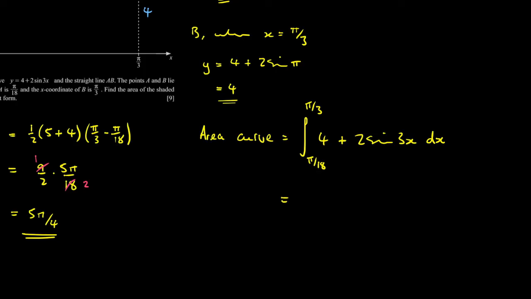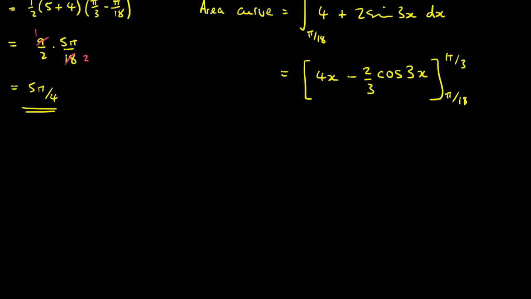And so then if I was to integrate this, right, 4 integrates to give 4x. And how does sine integrate? Well, sine integrates to give negative cos, right? And the reason we know that is because cos differentiates to give negative sine, right? And differentiation is the reverse of integration and vice versa. And then what have I got to do? Well, I've got to take the coefficient of the x, which is 3, and I've got to divide by 3. So I end up with minus 2/3 cos 3x. And I'm integrating that between the bounds of pi by 3 and pi by 18.